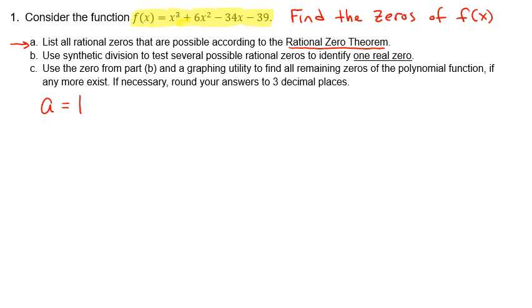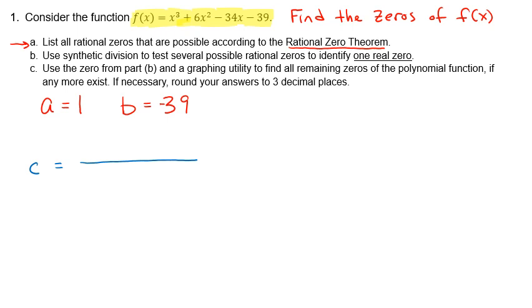b would be 39, actually negative 39, but it doesn't matter because we have to use positive and negative versions of each number. Okay, so c has to look like some factor of the number 39. So what are all the numbers that divide evenly into 39?